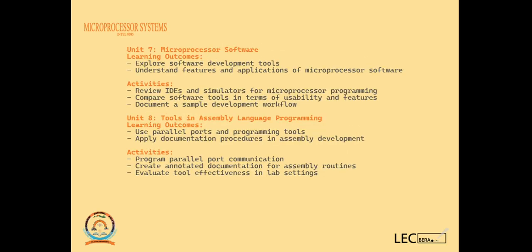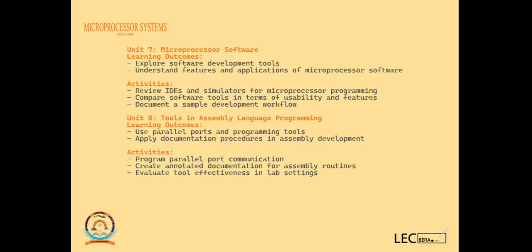Unit 7 is about microprocessor software. We are going to discuss software development tools. We are going to understand features and applications of microprocessor software. And then we are going to do some activities there. We are going to review what an integrated development environment, or IDE, is. So I'm going to teach you what an IDE is, and then what a simulator is. And of course, we are going to use this environment to develop our programs.